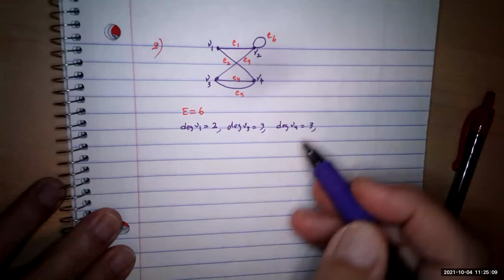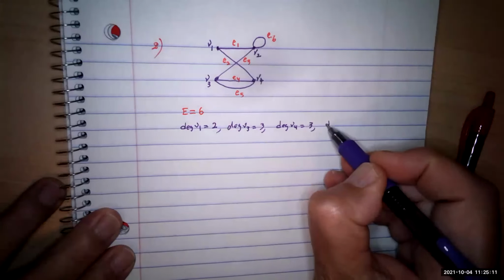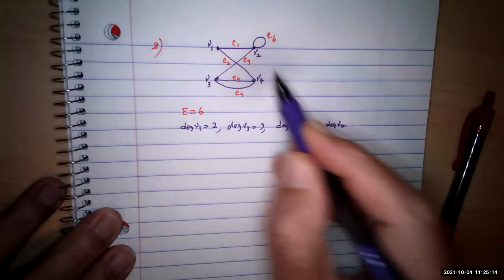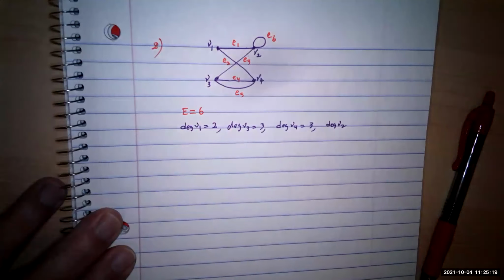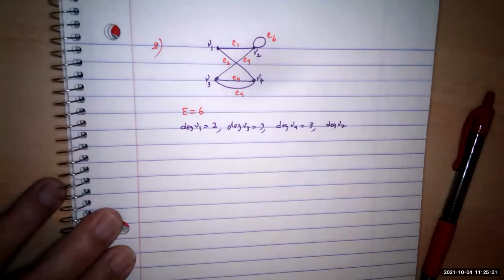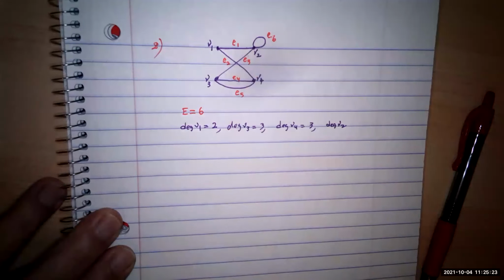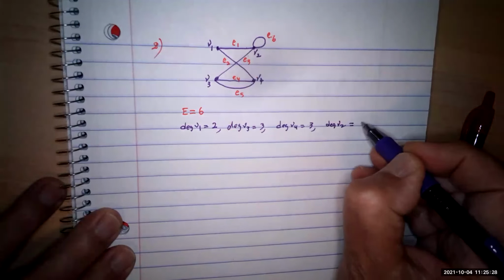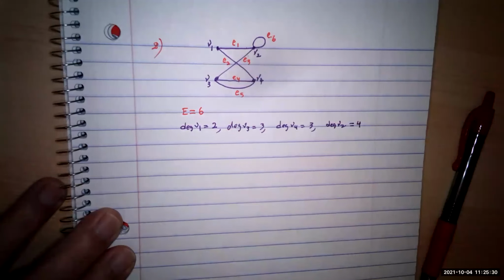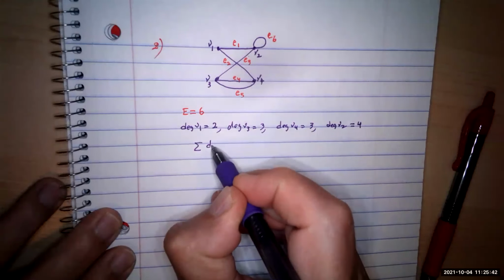But the degree of V2, you see, you have a 1, 2. So we consider the loop as a 2, if you like. One coming and one going. Otherwise, this formula is not going to be satisfied. So the degree of V2 would be equal to 4. Each loop we consider twice when you count the number of edges passing through V2.